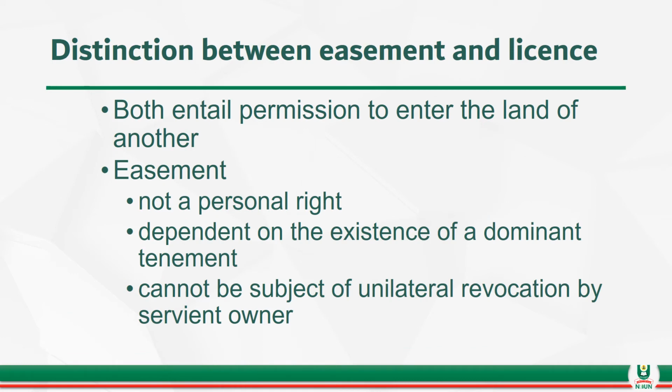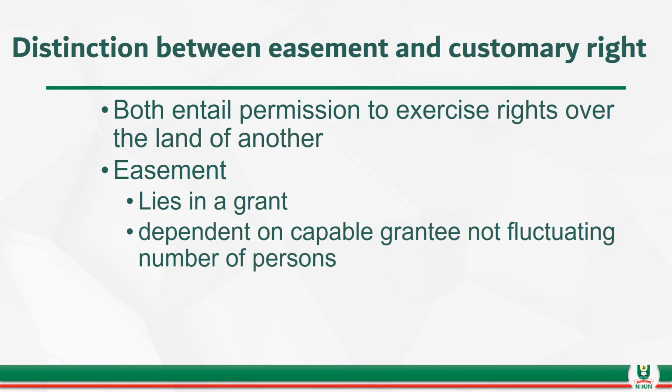Now let's distinguish between easement and different other rights. Easement and license. A license, of course, entails permission to enter another person's land. However, easement, though it's like a license, is not a personal right. While the license is personal, it is not dependent on the existence of tenements, dominant and servient. Unlike license, easement is dependent on them, and it cannot be revoked unilaterally by the servient owner. So the person granting the right can't just wake up and revoke it in easement, but for license that can be done. Easement and customary rights.